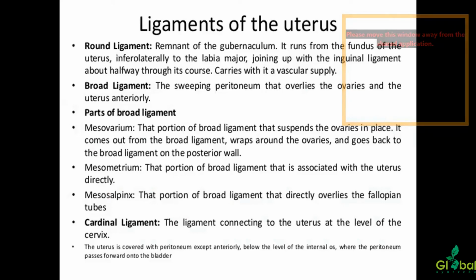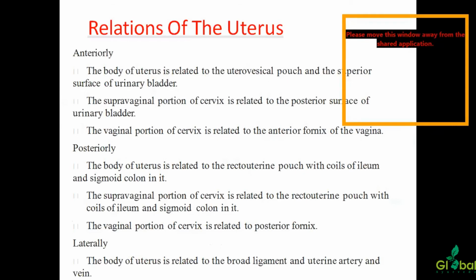Okay, then coming to the detailing, when we are dealing with the ligaments of the uterus, there is the round ligament and the broad ligament. This broad ligament mainly consists of mesovarium, mesometrium, mesosalpinx, and then the last, the cardinal ligament. Then the relations of the uterus: anteriorly it is connected to the uterovesical pouch and superior surface of the urinary bladder. That is, the supravaginal portion is related to the posterior surface of the urinary bladder, and the vaginal portion is related to the anterior fornix of the vagina.